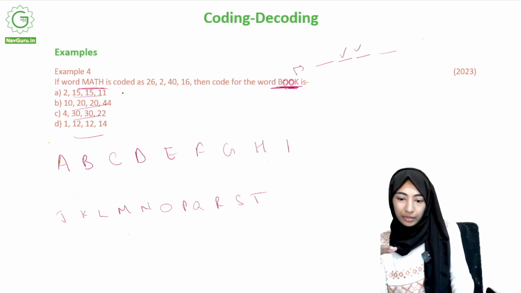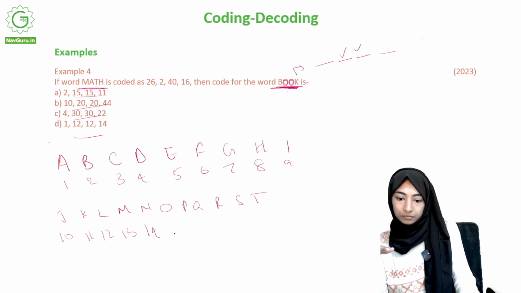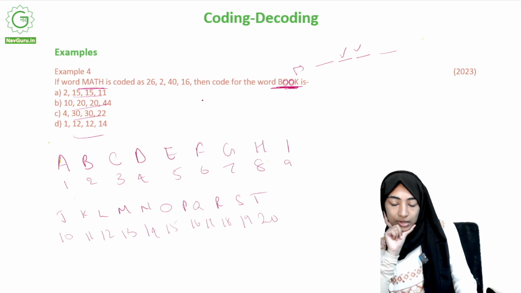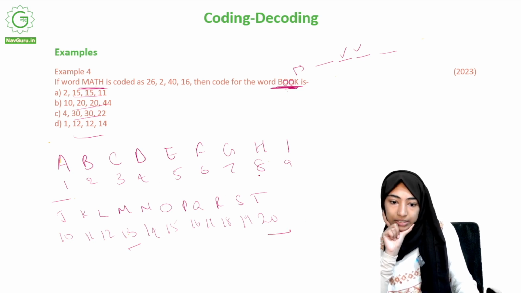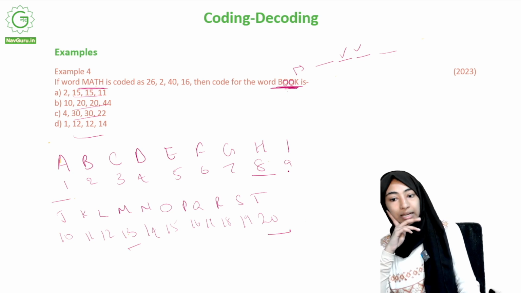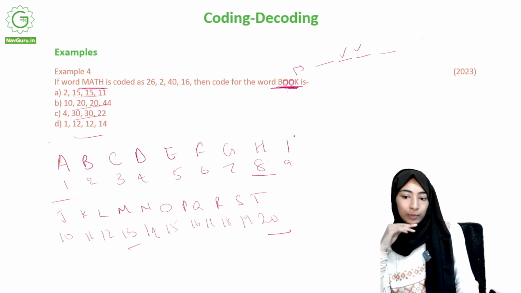This will be enough. We'll just stop at T actually. So just write the corresponding numbers. Okay, so now what is M? M is 13, A is 1, T is 20, H is 8. Now we see if there is any kind of correlation that we can find.